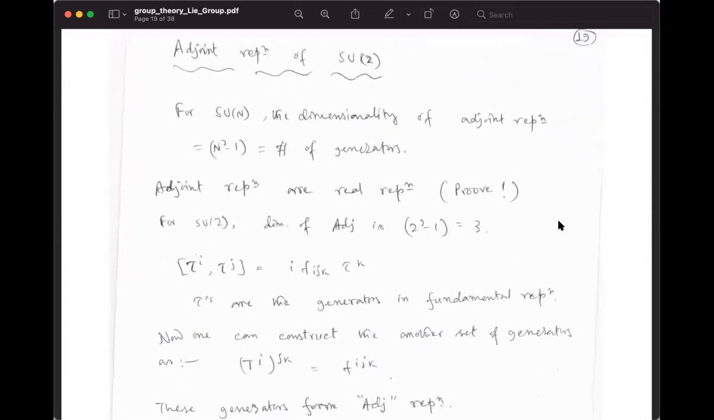Now, if you think about the adjoint representation, for SU(N) the dimension of the adjoint representation is N squared minus 1, which is the number of generators, of course. And we know that the adjoint represents a real representation. I leave it to you to prove that adjoint representations are real representations. So for SU(2), it's a three-dimensional representation.